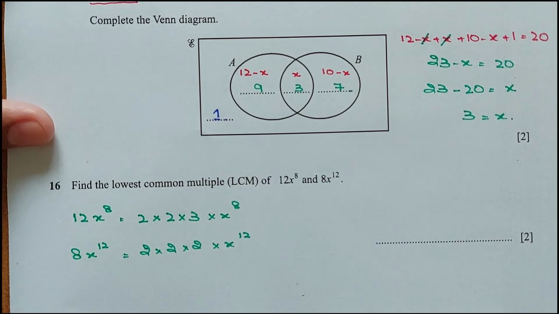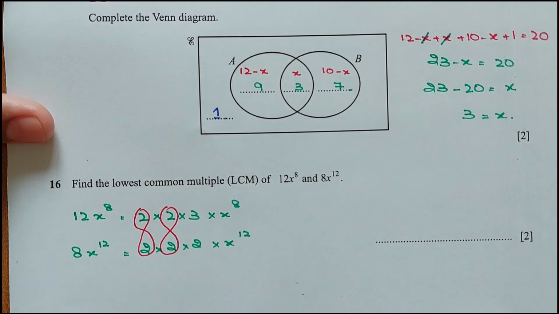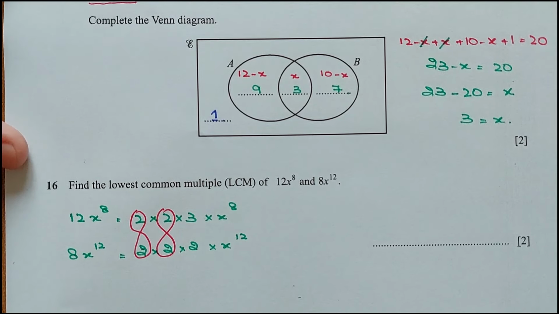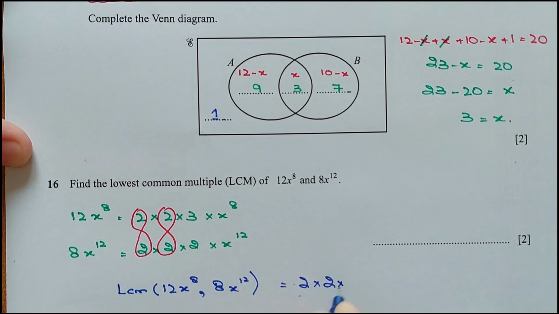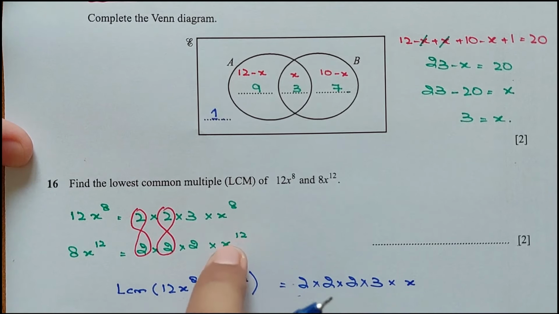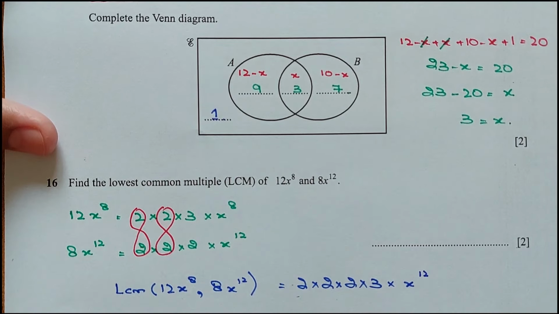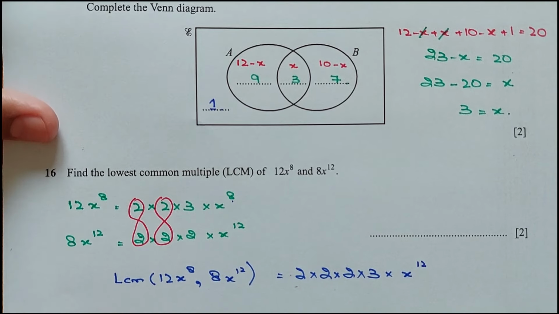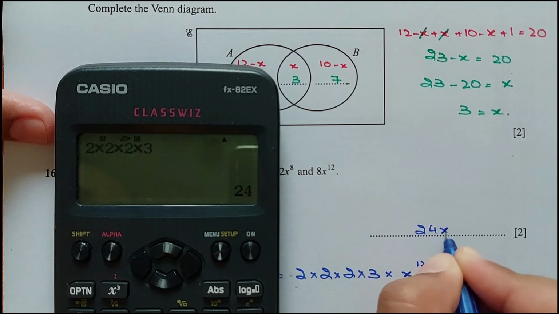Okay, so we have to find the LCM. For LCM, pick the common factors, which are 2 and 2, and then 3 and 2 are left. So the LCM of 12x^8 and 8x^12 is: 2 is common and 2 is common, and the rest of the uncommon ones are 2 and 3, so 2 times 3, times x to the highest power. In LCM we have to pick the highest power, which is x^12. If you have to find the HCF, then you pick the lower power. So 2 times 2 times 2 times 3 is 24, and 24x^12 is the LCM.